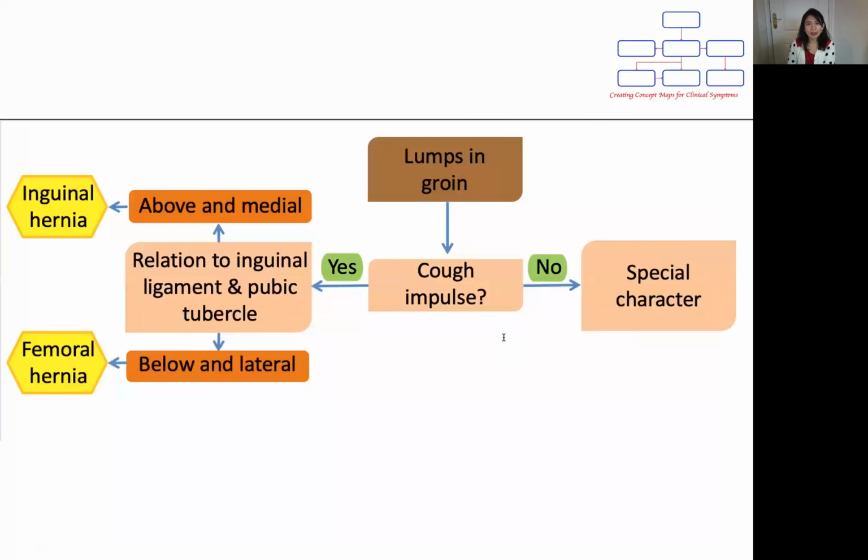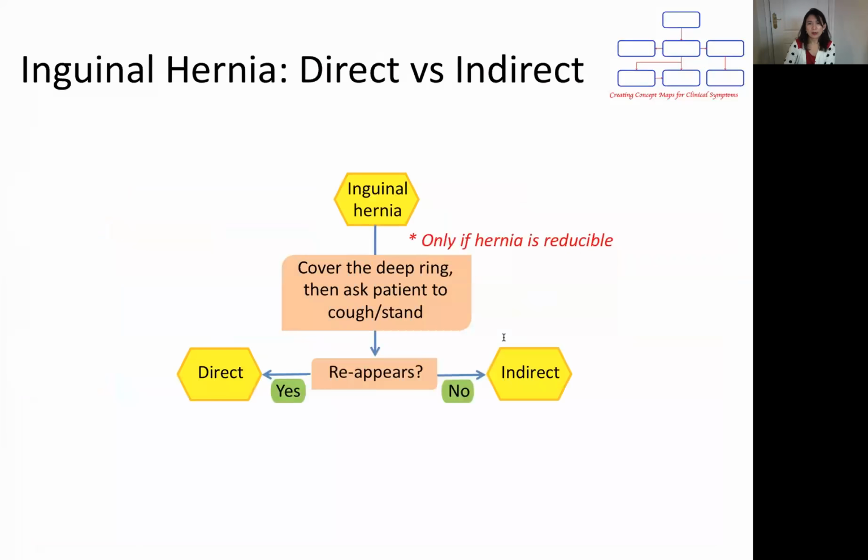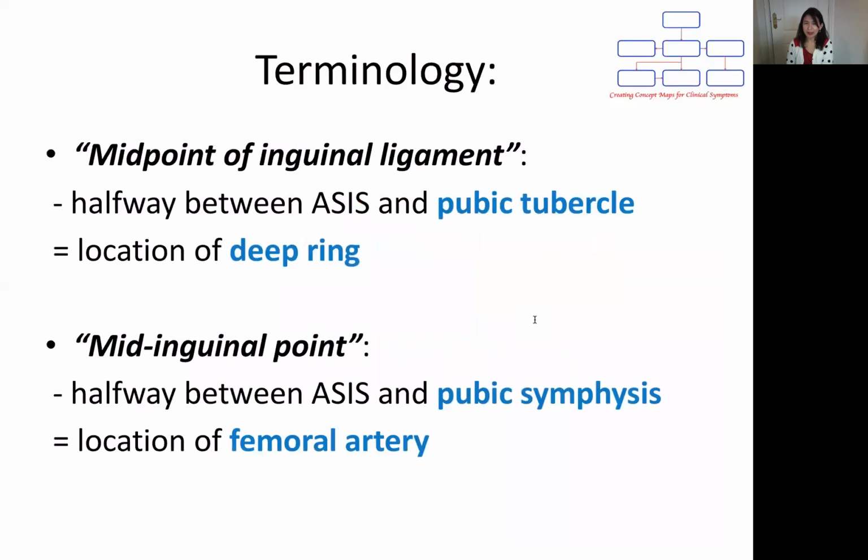The first defining criterion is whether it has cough impulse or not, reducible or not. If yes, it must be hernia. Then look at the relation to the inguinal ligament to see whether femoral or inguinal. If it is an inguinal hernia, you can distinguish direct or indirect inguinal hernia by covering the deep ring, then ask the patient to cough or stand. The deep ring is the midpoint of the inguinal ligament. It is different to the mid-inguinal point where the femoral artery is.